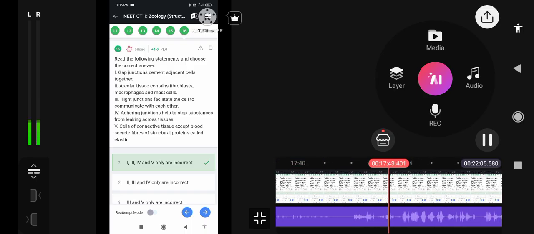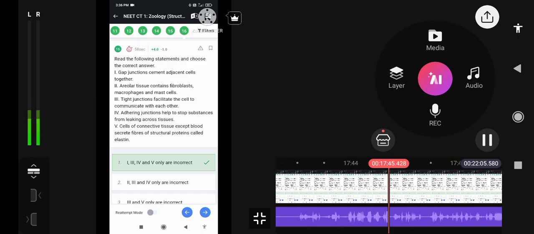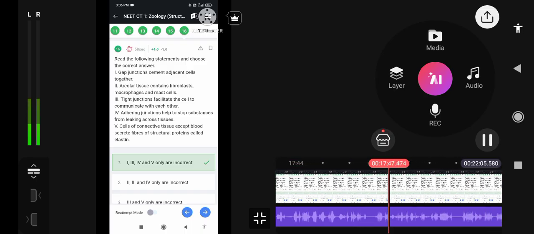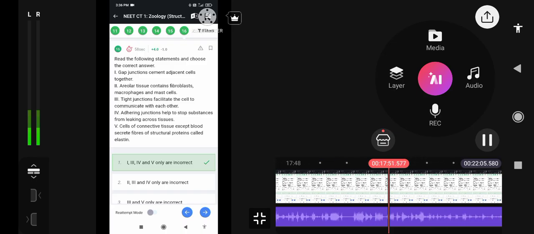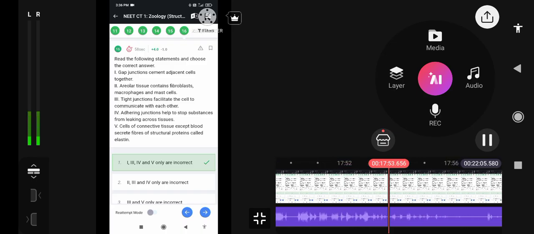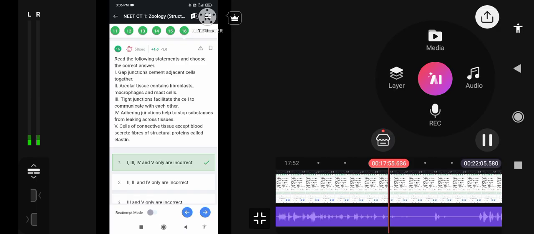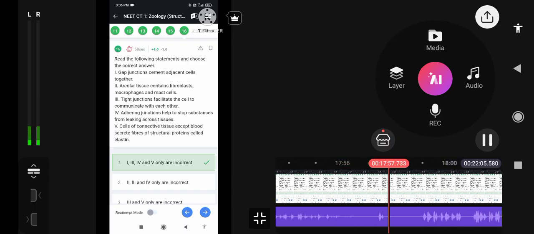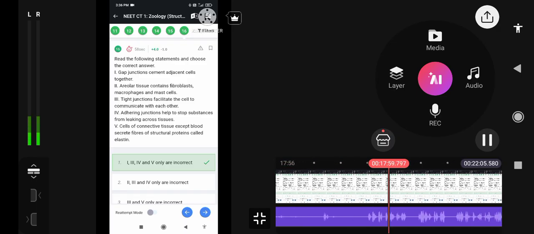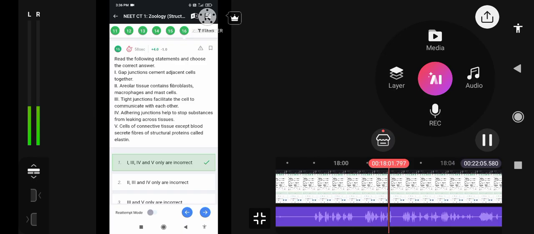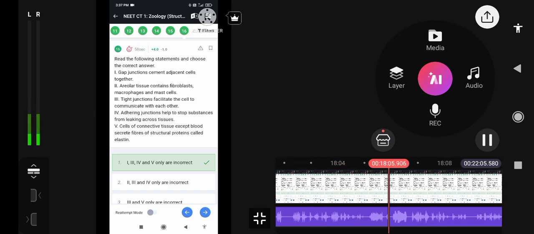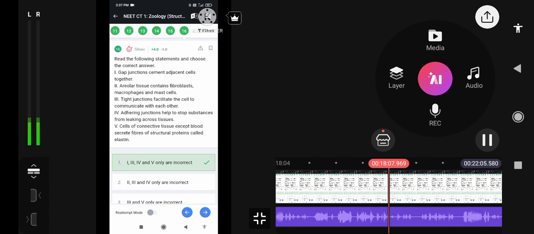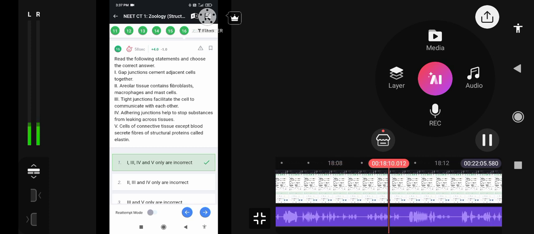Okay. Read the following statements and choose the correct answer. Gap junctions cement adjacent cells together. Areolar tissue contains fibroblasts, macrophages, and mast cells. Tight junctions facilitate the cells to communicate with each other. Choose the incorrect. Okay, one is incorrect. Gap junctions cement adjacent cells together. No, it's adhering junction that holds adjacent cells together. So this one is incorrect.